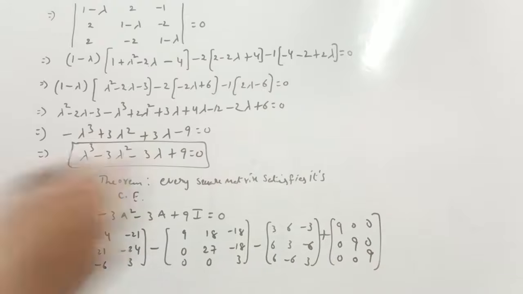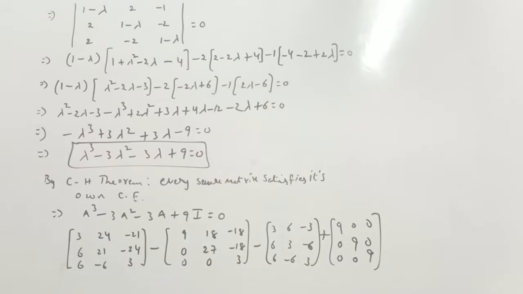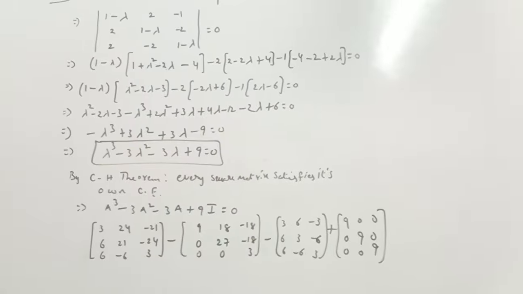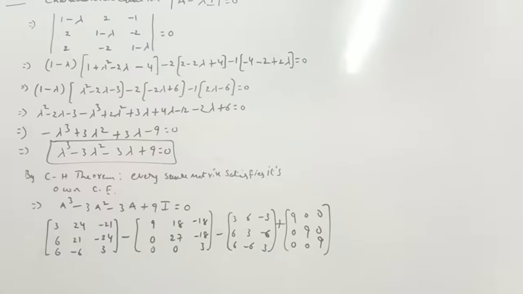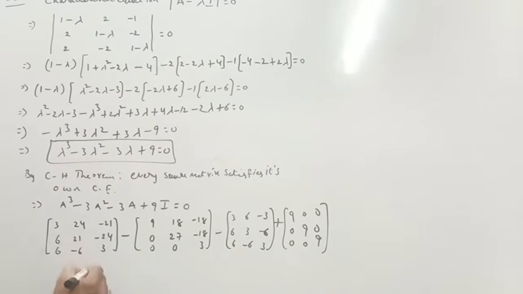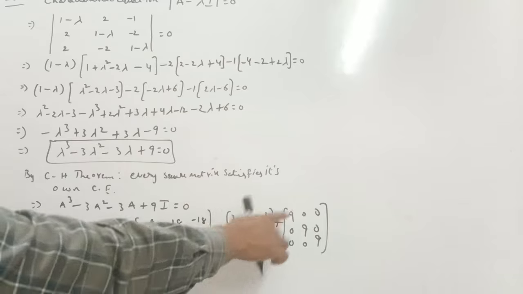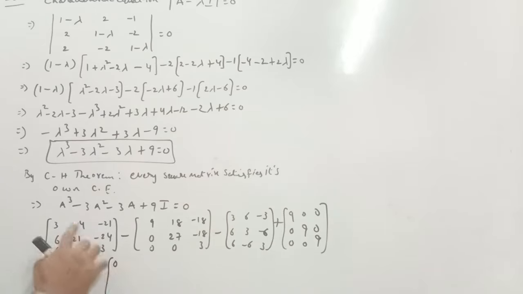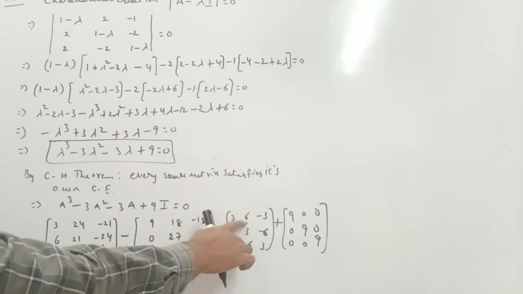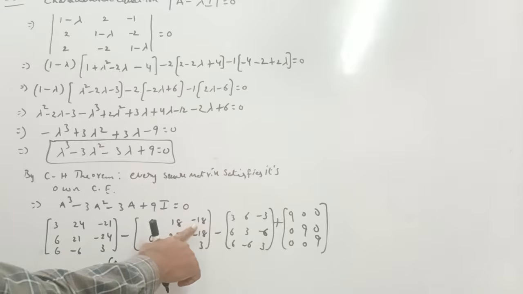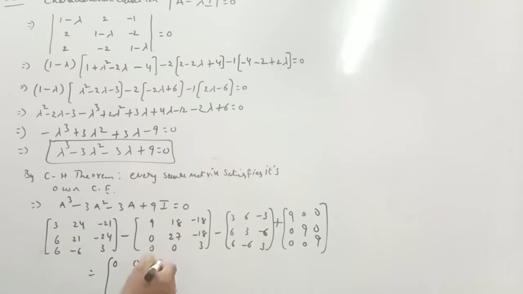Correct? If I simplify this, how much should we get? We should get 0. Let us see whether we are getting 0 or not. So this is equal to 3 minus 9 minus 6 minus 6 minus 3 minus 9 plus 9. How much is it? 0. Next, 24 minus 18 is 6, 6 minus 6 is 0, 0 plus 0; minus 21 minus of minus plus 18 minus 3, minus of minus plus 3, 0. Correct? So all the values are 0.